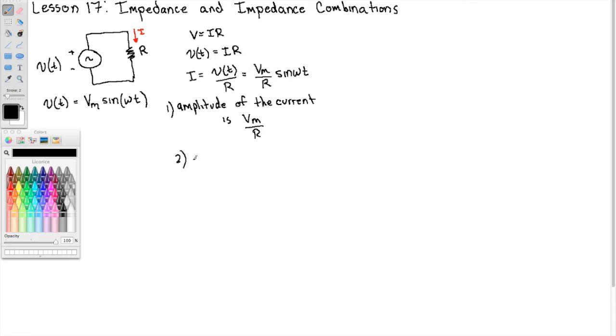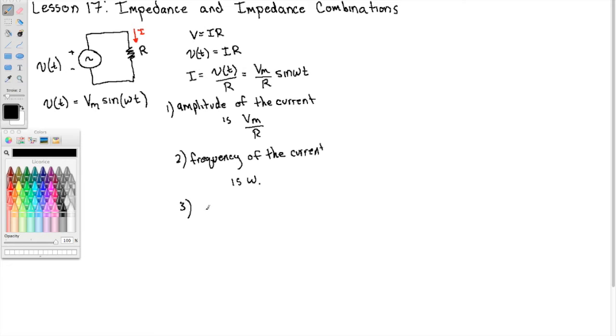Point 2 is the frequency of the current is still omega, right? So the frequency of the current is the same as the frequency of the sine wave of the voltage. The frequency does not change. That's very important to linear circuit analysis here.